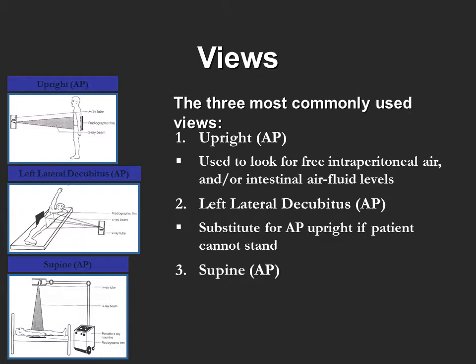An upright radiograph shown in the top image is particularly useful in searching for free intraperitoneal air and intestinal air fluid levels. If the patient cannot stand, a decubitus radiograph shown in the middle image can be substituted.